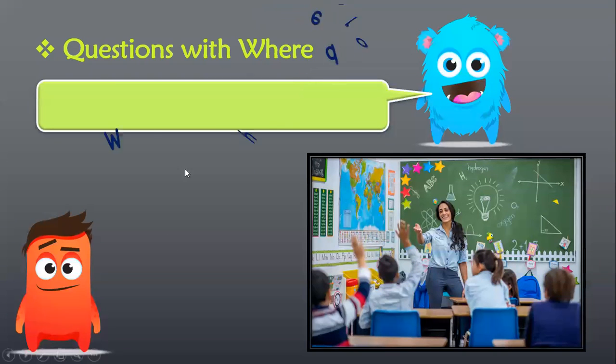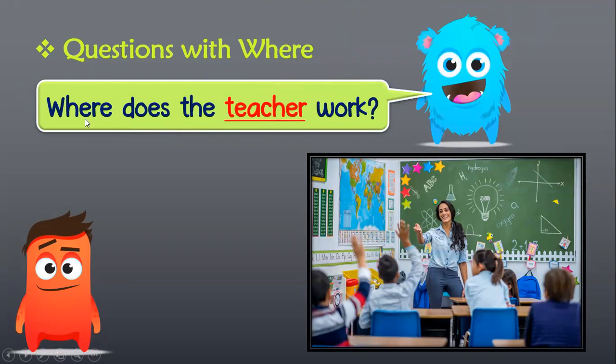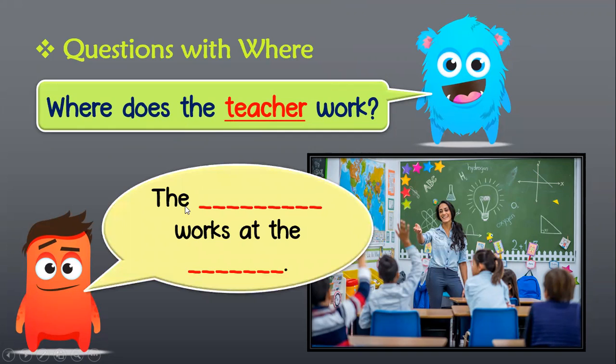Here we have a question. Where does the teacher work? Let's see the answer. As you can see, our friend is going to answer this question, where? But remember that with where we are going to get information about a place. In this case, the answer is, who is she?